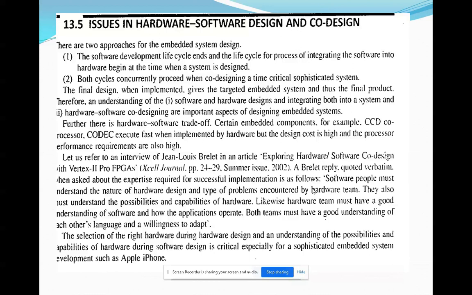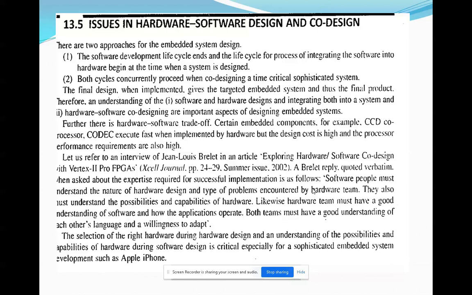Okay. And then let us refer to an interview of Jean Louis Brillet. Okay. So in his article, for a question asked about the successful implementation of their product, he gave the answer that software people must understand the nature of hardware design. So the software engineer has to know very well about the hardware design also, and the type of problems occurring in the hardware design while implementing software in the hardware. Okay. And also the hardware team has to have a good understanding of software knowledge. Okay. And applications.